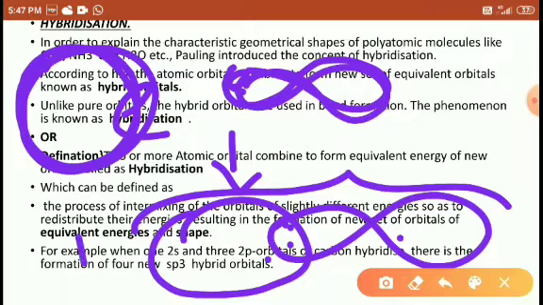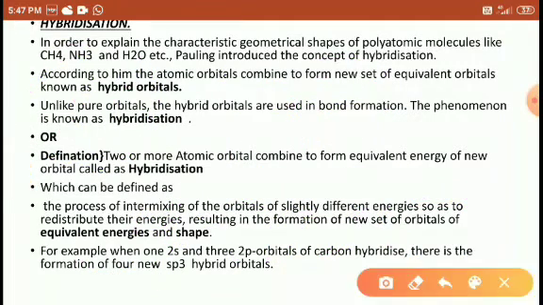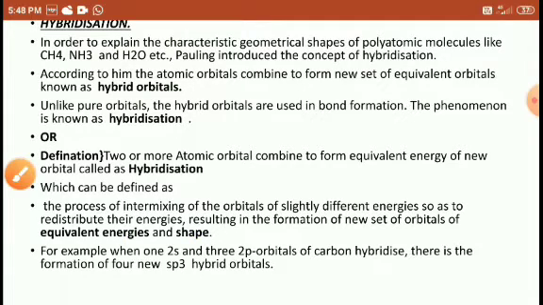So that's why two or more atomic orbitals combine to form new orbitals of equivalent energy, called hybridization. So this is what we call it, and after hybridization it gives different energy and shape also. How it will give, we will discuss one by one, students.